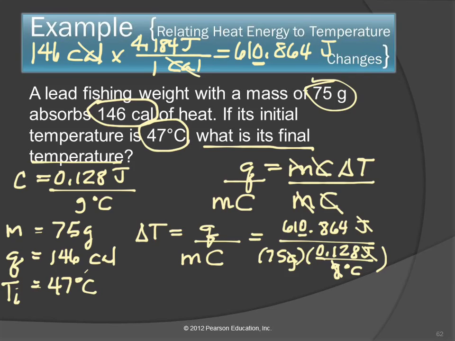610.864 divided by 75. Be careful here. Divided by 0.128. Do this one on your calculator. I'm serious. Do it and make sure that you come up with the same answer. So delta T then is equal to 63.63166, repeating. These just go sixes forever. And that would have the unit of degrees Celsius.